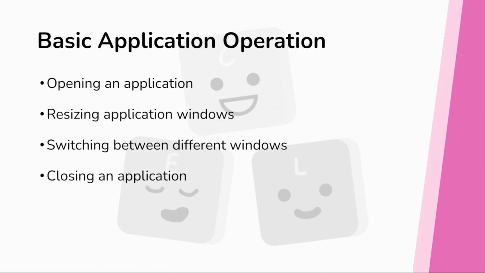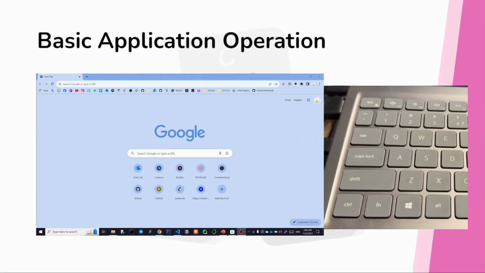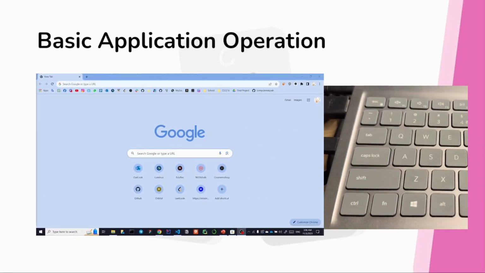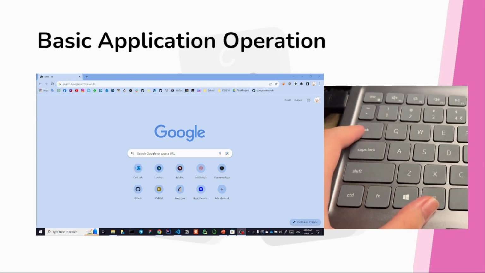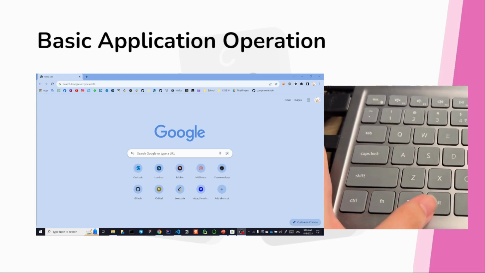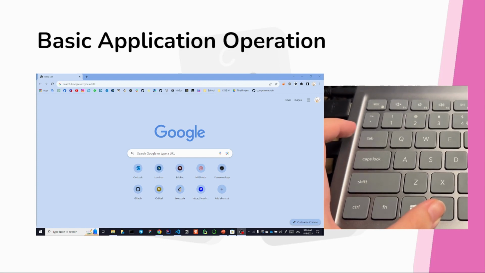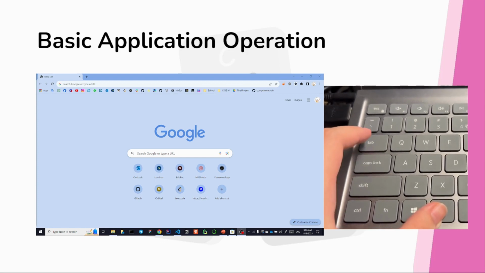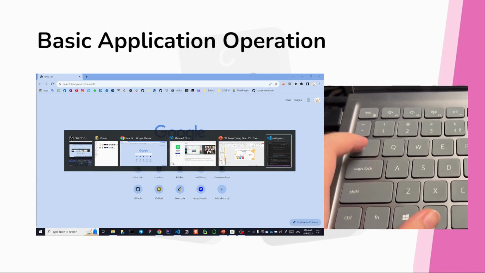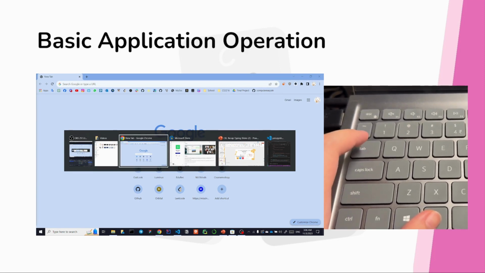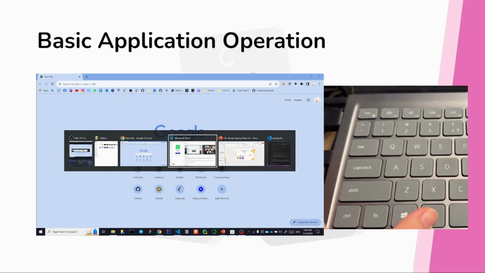Now, let's see how we can switch between different windows. To switch between different open windows, we can make use of the shortcut key Alt and Tab. Simply hold your Alt key and then keep pressing Tab until you get the window that you want to open, and release your Alt key.